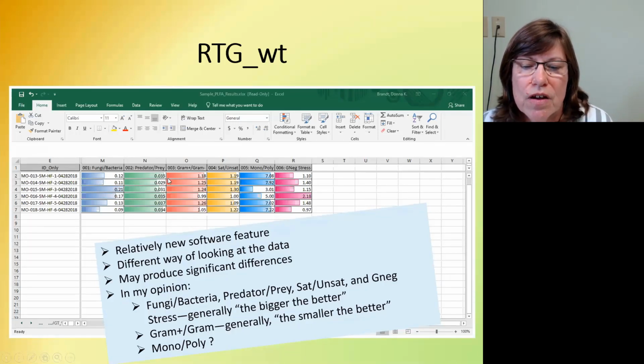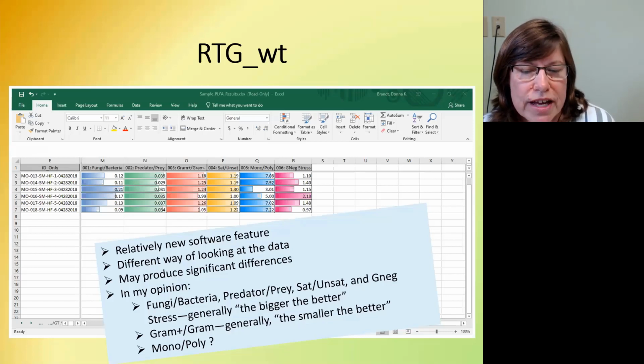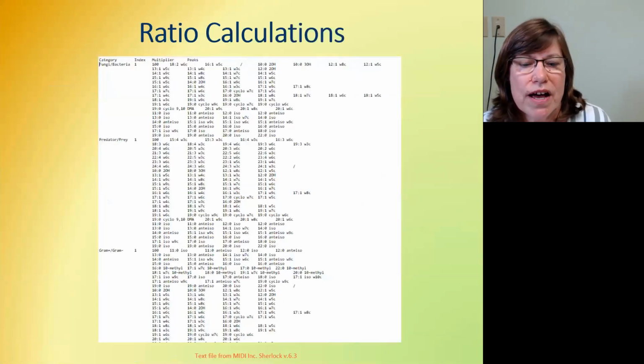So overall, most of these ratios, the bigger the number, the better, except for the gram negative. Generally, I like to think the more of the gram negatives that you have, the better. So in this case, it would be the smaller, the better. And sometimes it's just a way of looking at it. I'm not really sure about the mono and poly. There's different things you could look at. But again, we provide the information about how the ratios were calculated.